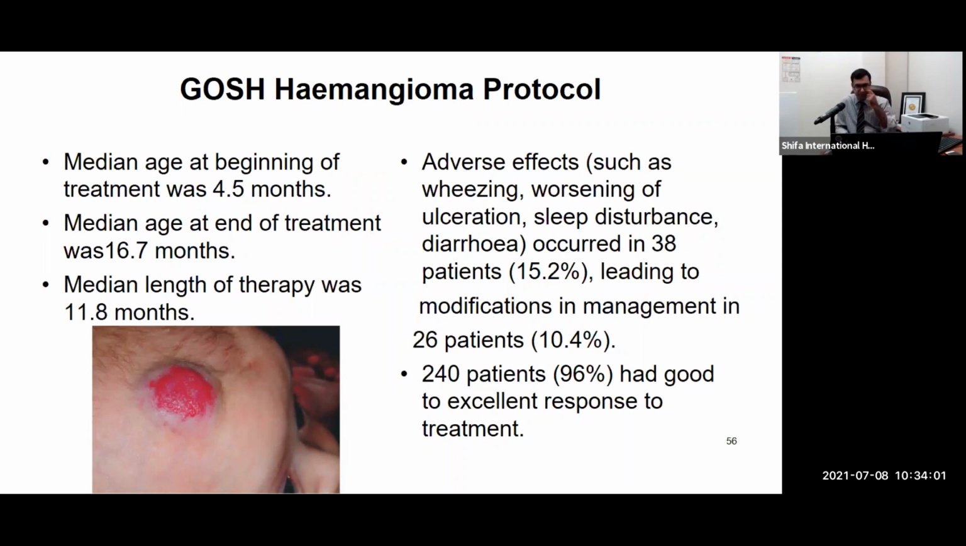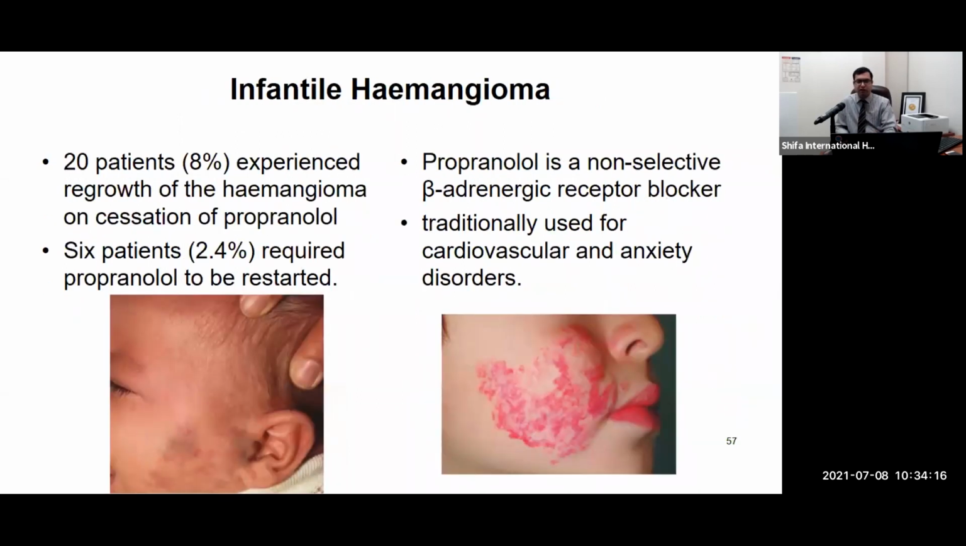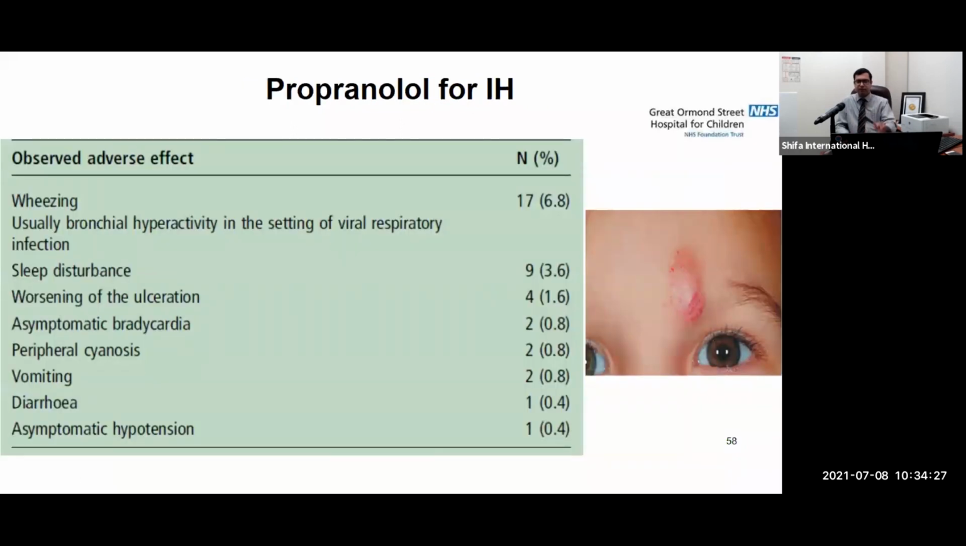Obviously, every child is different. Some common side effects: wheezing, worsening of ulceration, sleep disturbance, and diarrhea, but again, only in 15%. And 96% had an excellent response. Only 8% had regrowth of the hemangioma, where propranolol was restarted for a few months and then slowly reduced. These were the common side effects noticed, as we have already presented in the text form.